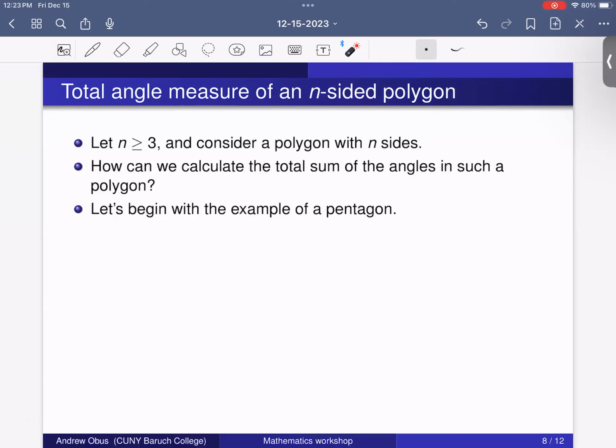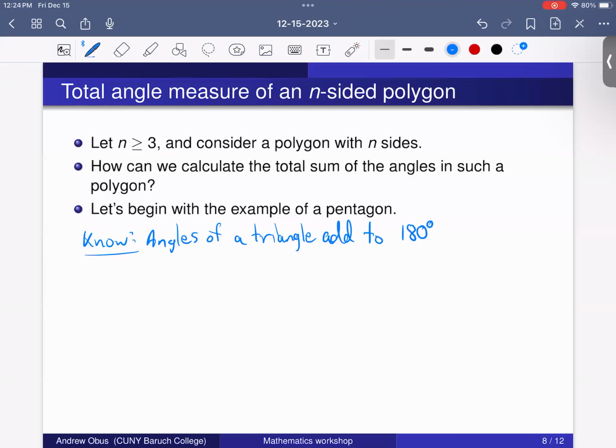Yeah, so I want to talk about the total angle measure of an n-sided polygon. Something that we know that we did last time is that the angles of a triangle add to 180 degrees, right? We showed this last time. So now the question is, what do the angles add to when you have a polygon with n sides? A triangle is a polygon with 3 sides, but you could have a quadrilateral or a pentagon or a hexagon. And we want to know what is the total sum of the angles in one of these larger polygons.